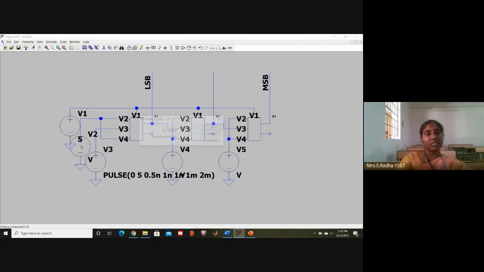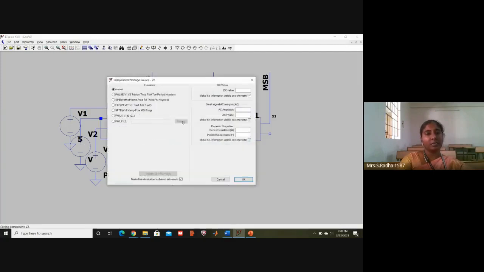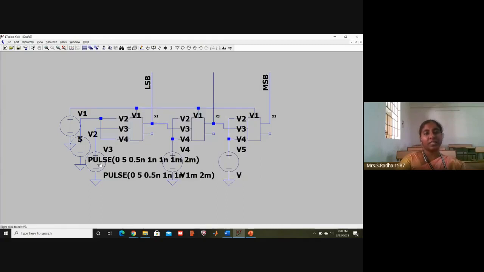In the first stage, J and K exactly same I will follow. First stage, JK I have combined together, 0 followed by 5, 0.5 nano, 1 nano, 1 nano, and on time 1 milli, time period 2 milli I am taking. First stage, same as clock, I am giving the input.